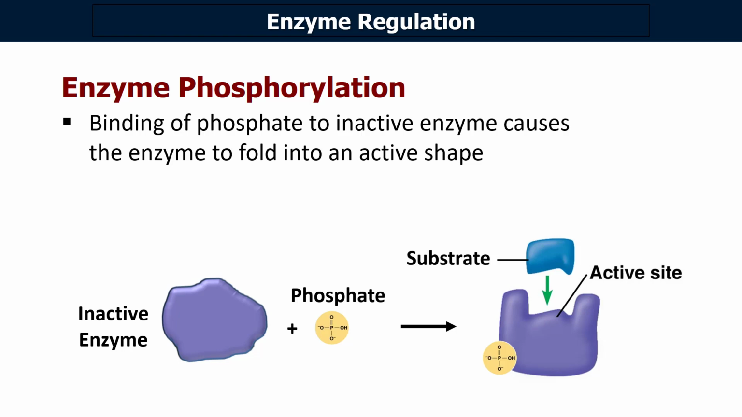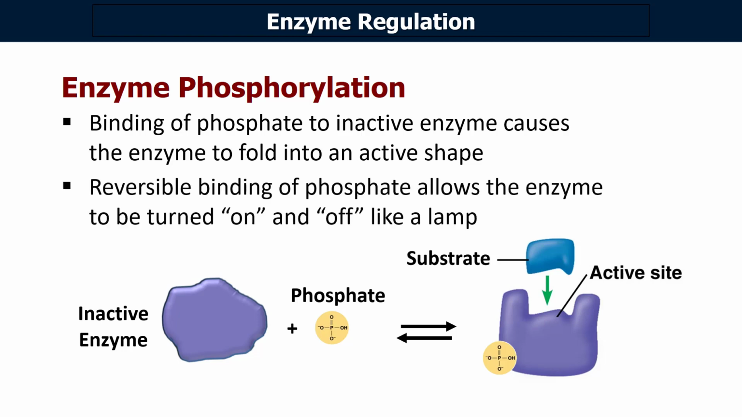So we let the enzyme crank out product and let the amount of product increase in the cell, and then we say, okay, that's enough. We want to turn the enzyme back off. Well, the way you do that is simply pull the phosphate group off. This reaction is reversible. So if we remove the phosphate, then we go right back to having an inactive enzyme. And so this phosphorylation, this adding of a phosphate group, is reversible. And the reversible binding of the phosphate allows the enzyme to be turned on and off like a lamp or like a light switch.